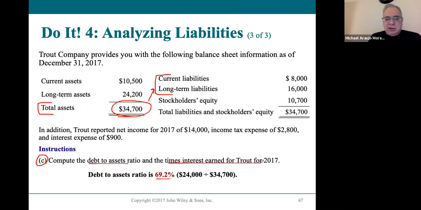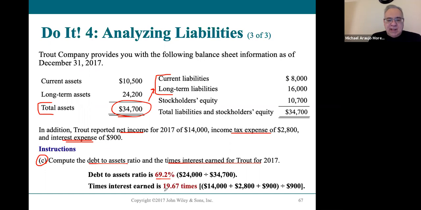The times interest earned is where all these other numbers come from, right? The net income plus the income tax expense plus the interest expense divided by the interest expense to get the times interest earned. And there it's nearly 20 times, 19.67 times, which means that the profitability of the company, in this case, is really 19.6 times larger than what they would require for interest payments on their debt. So very high and a very, very good ratio there.